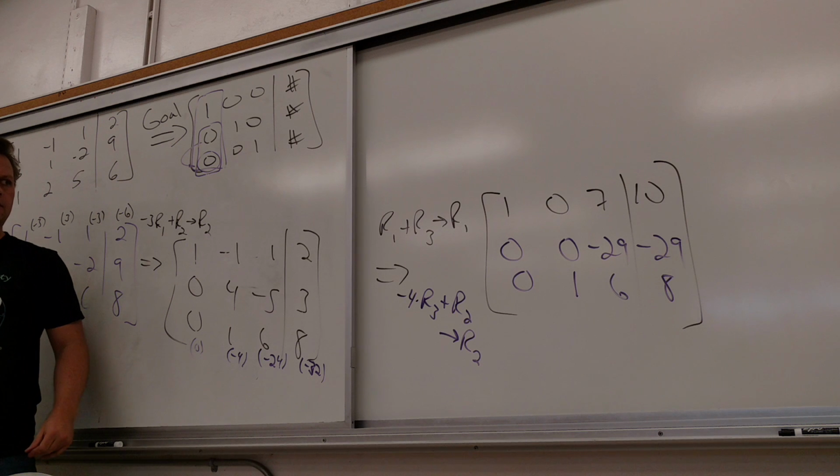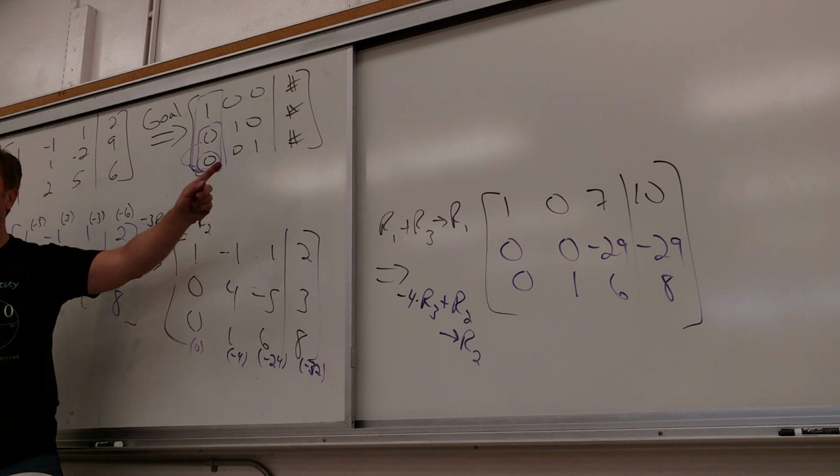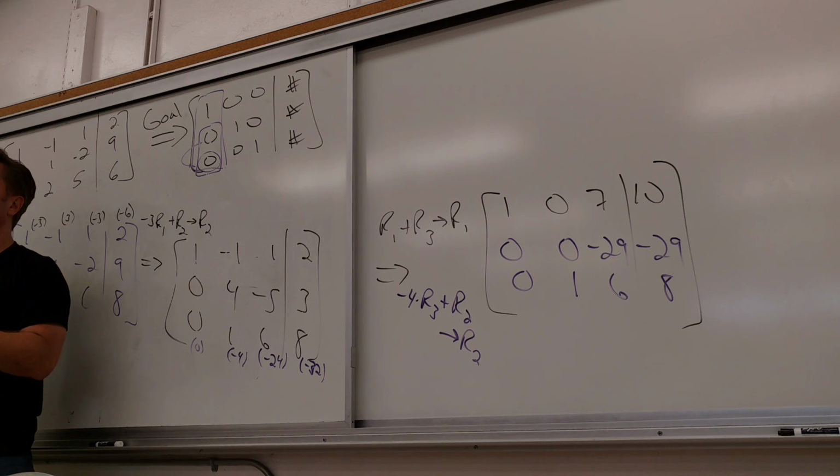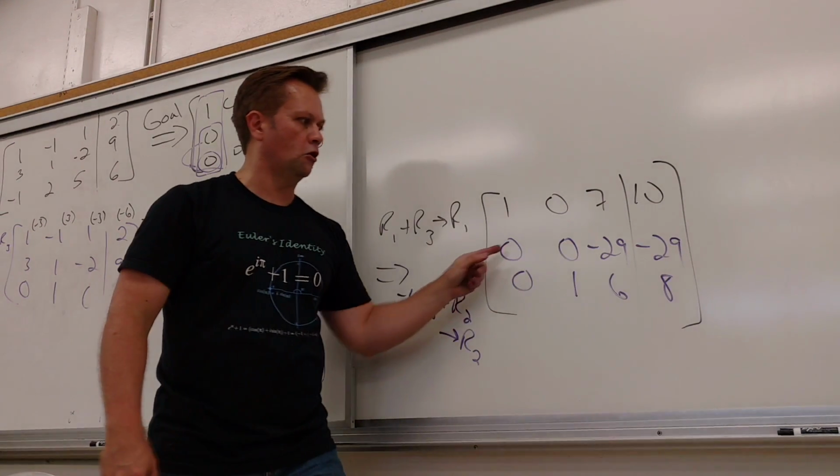All right, and what do we see that's remarkably nice up there? So you guys see this? Yes, negative 29z equals negative 29. How would you solve that? You would just divide both sides. So I can divide a row by a number.